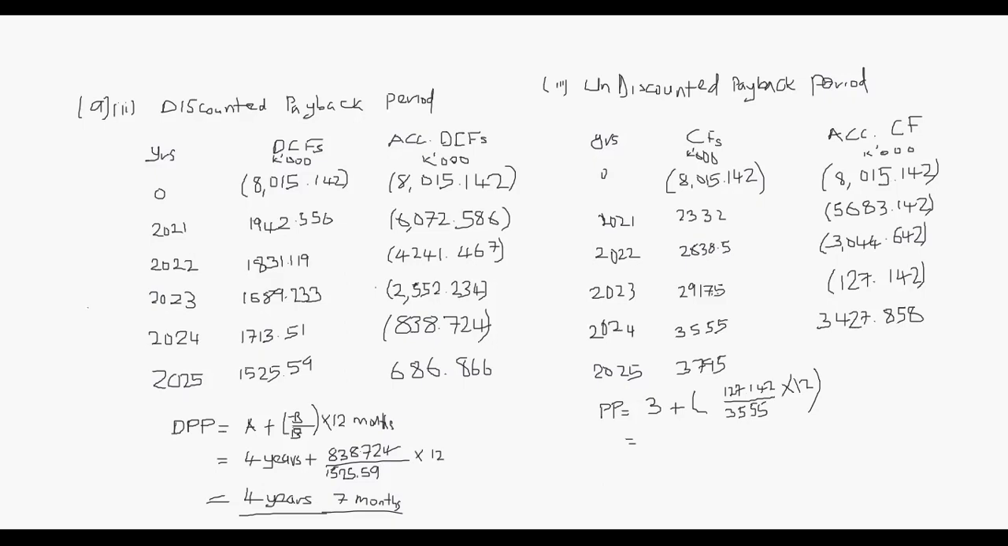So 127.142 divided by 3,555, multiply by 12 months. Okay, so the figure that we are finding, it is maybe weeks, because it's not rounding off to a month.